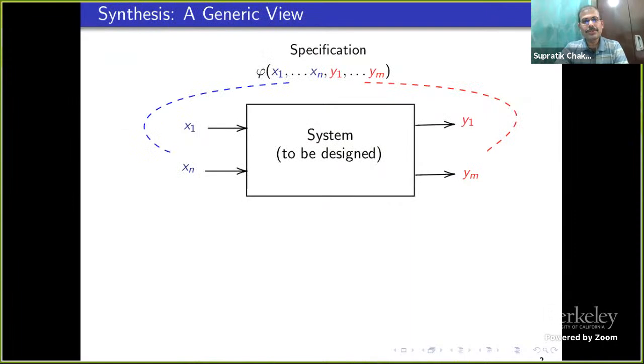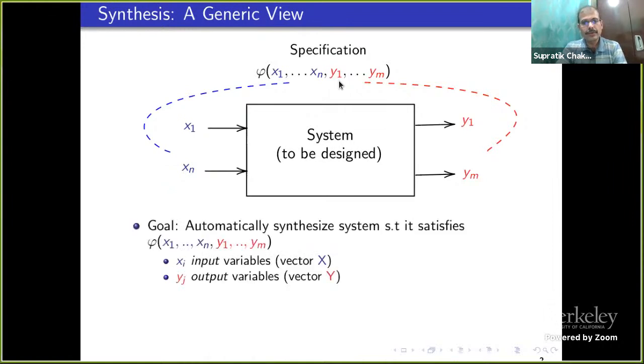Here is a very generic view of synthesis: we have a specification given as a logical formula, and this could be in any logic. For example, it could be in temporal logic. We have some inputs of the system denoted in blue and some outputs denoted in red, and a system to be designed which must satisfy the specification. So the goal of automated synthesis is to synthesize the system such that the specification is satisfied.